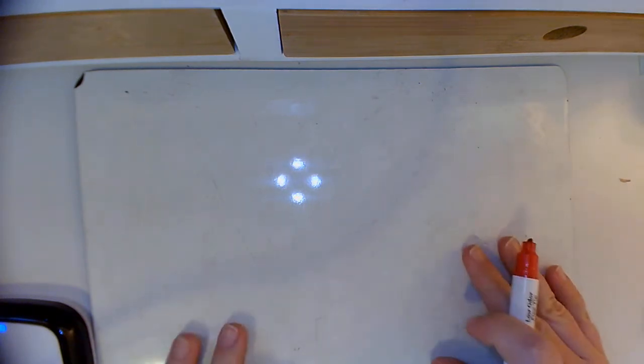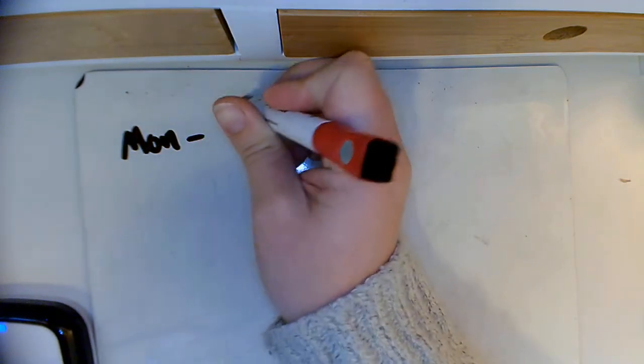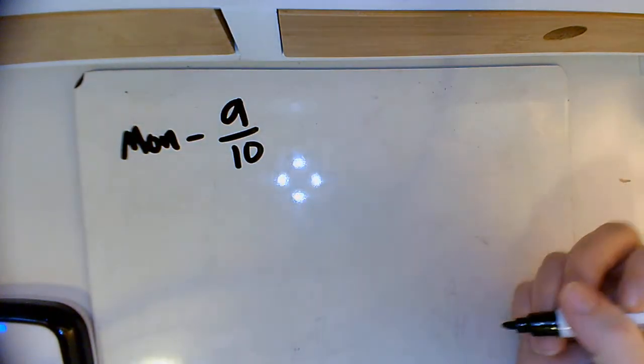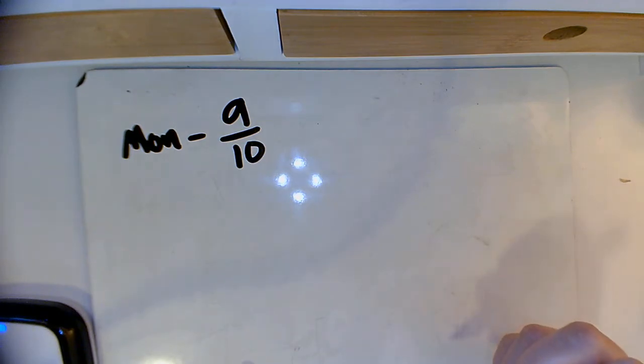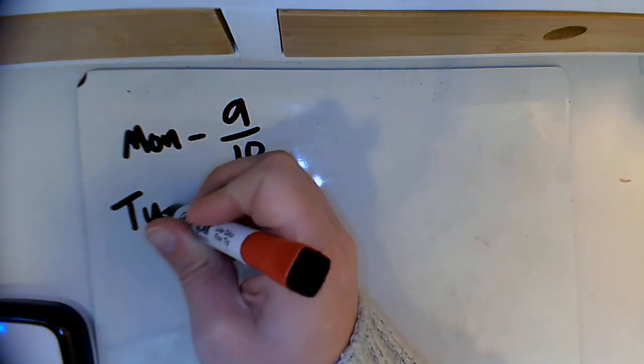All right, so our objective today is I will be able to solve word problems involving addition and subtraction of fractions. So our first one says, Sue ran 9/10 of a mile on Monday. So Monday, she ran 9/10 of a mile, and 7/10 of a mile on Tuesday.